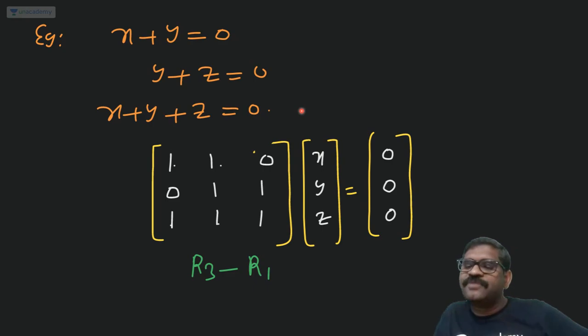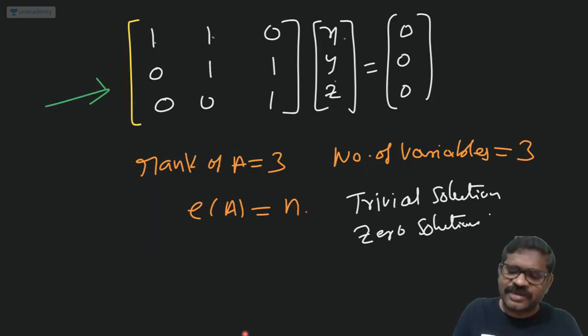Kameshwar, if it is a non-homogeneous system, don't go for the determinant technique. If it is a homogeneous system, the determinant technique is the best technique. If it is a non-homogeneous system, the rank procedure is the best procedure. Okay? Now, let me explain.